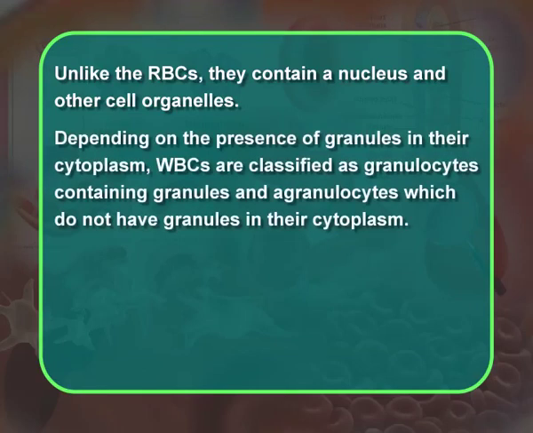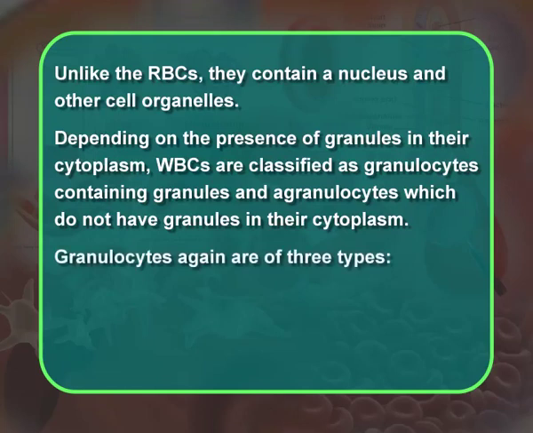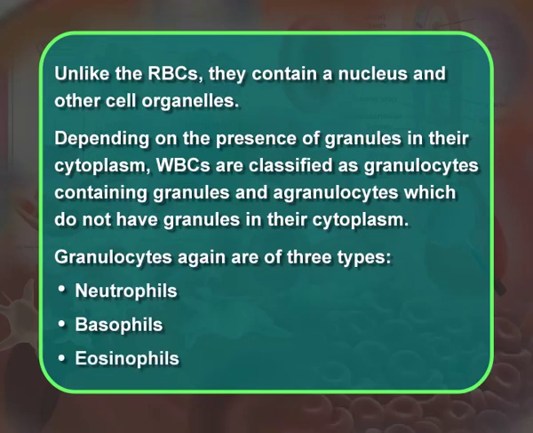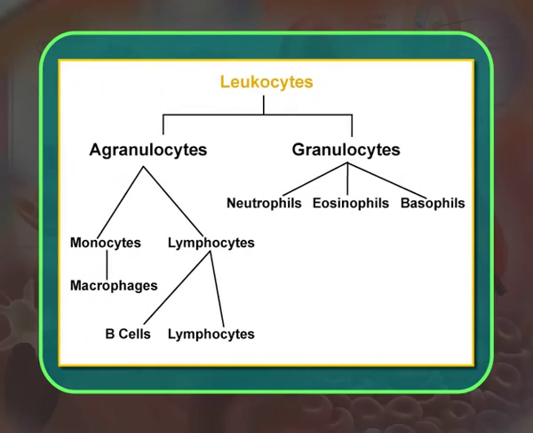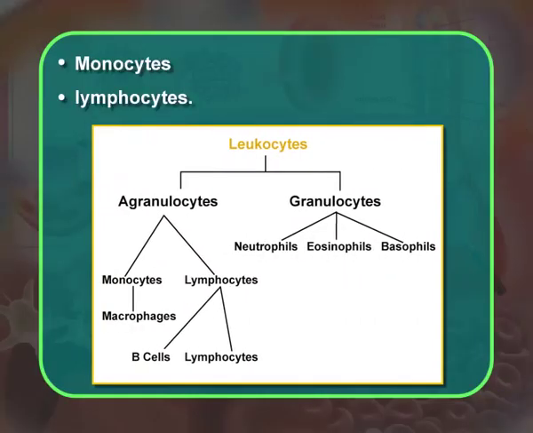Now, depending on the presence of granules in their cytoplasm, WBCs are classified as granulocytes, containing granules, and agranulocytes, which do not have granules in their cytoplasm. Granulocytes again are of three types: neutrophils, basophils and eosinophils. Whereas agranulocytes are of two types, monocytes and lymphocytes. We shall discuss each of the cell types one by one. Let us start with the three granulocytes.